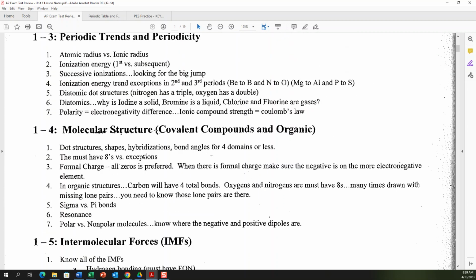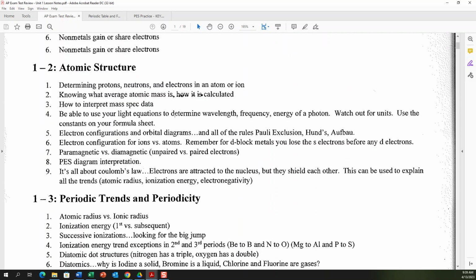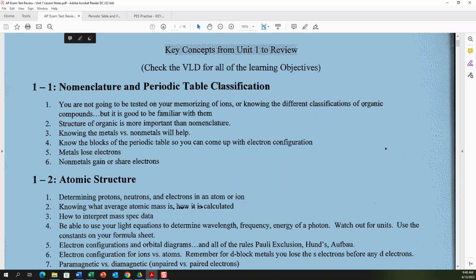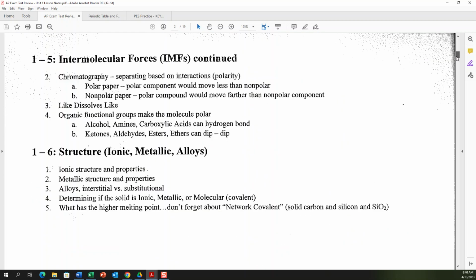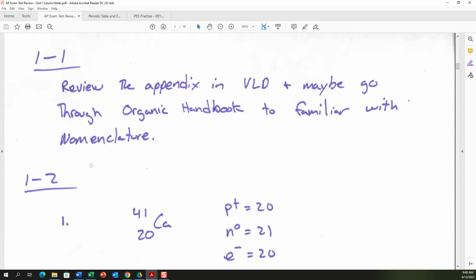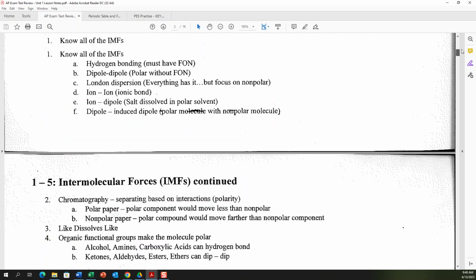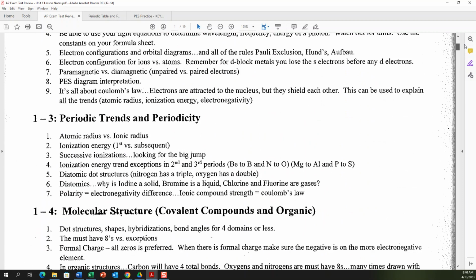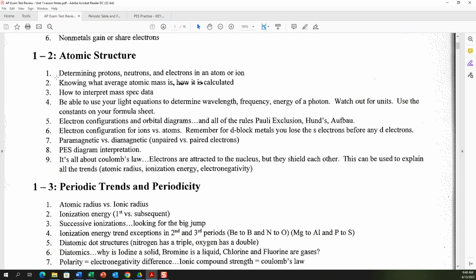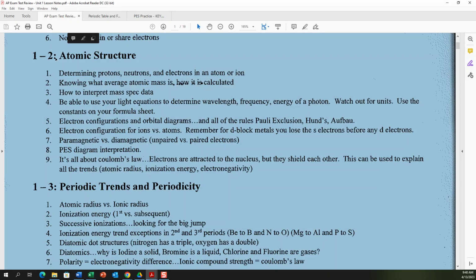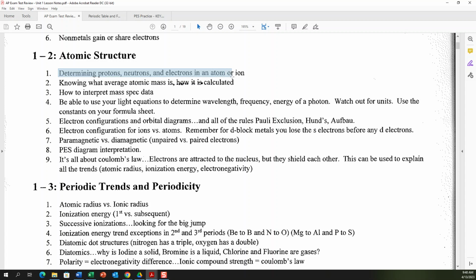All right. So as I'm going through my notes, remember I'm following this outline. So when you see 1-2 number one, I'm talking about this on the outline. 1-2 number one is this.